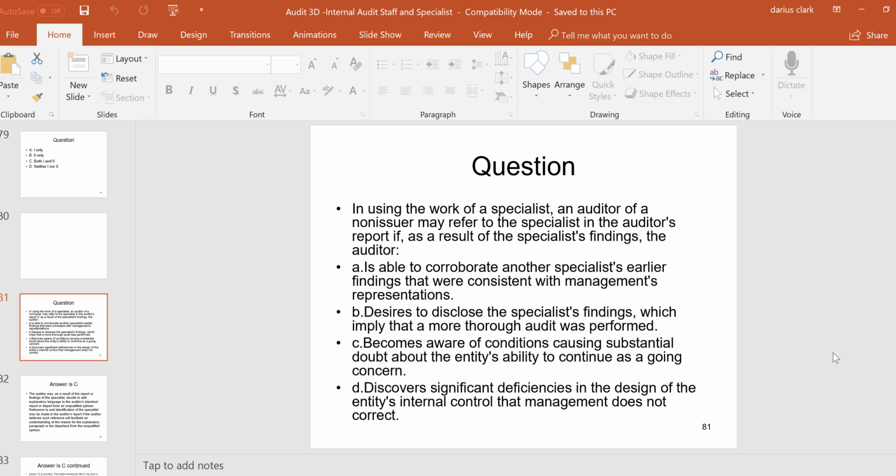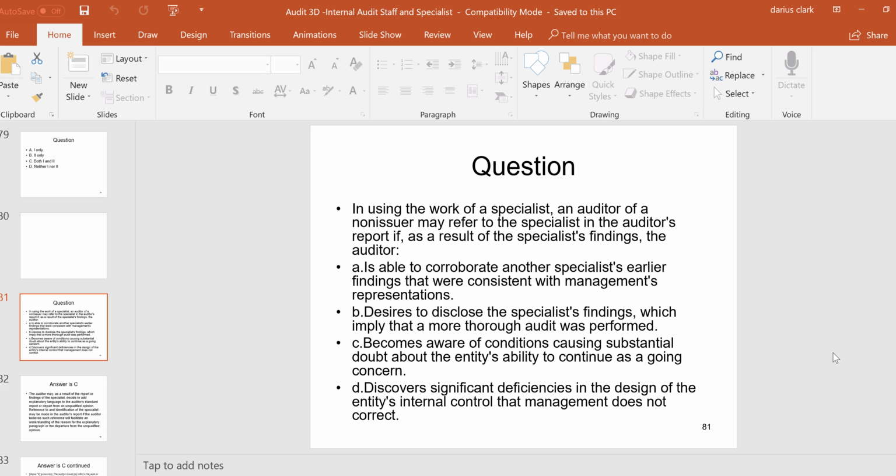All right, 81. In using the work of a specialist, an auditor of a non-issuer may refer to the specialist in the auditor's report if, as a result of the specialist's findings, the auditor lowers the opinion. That's when you refer to the specialist. If, as a result of the specialist's findings, you have to lower your opinion from unmodified to something less, that's when you would mention the use of the specialist. So D. No, C. C.